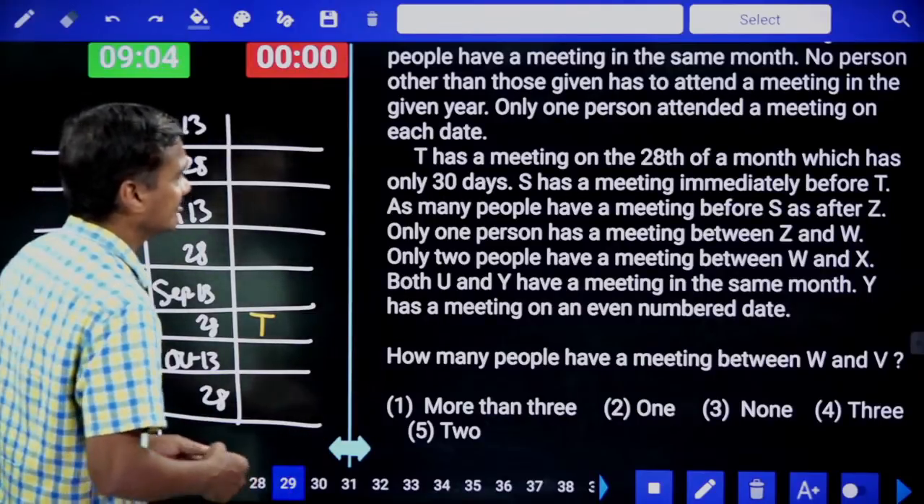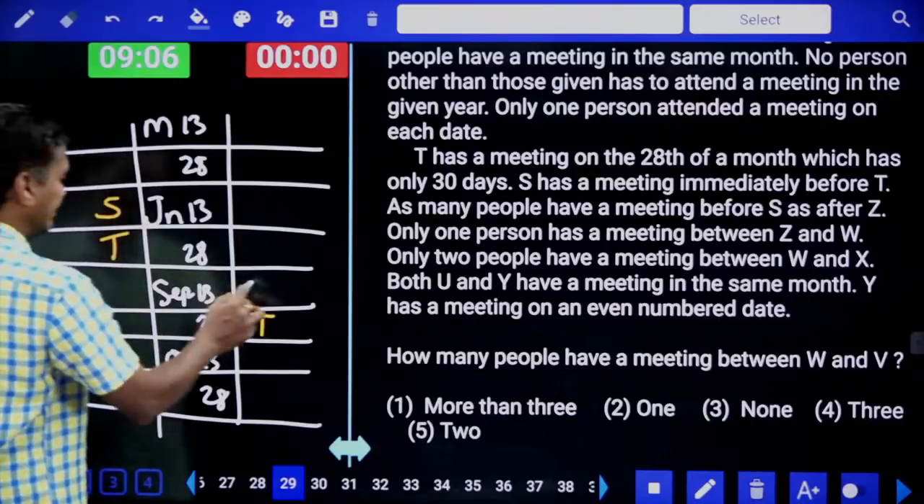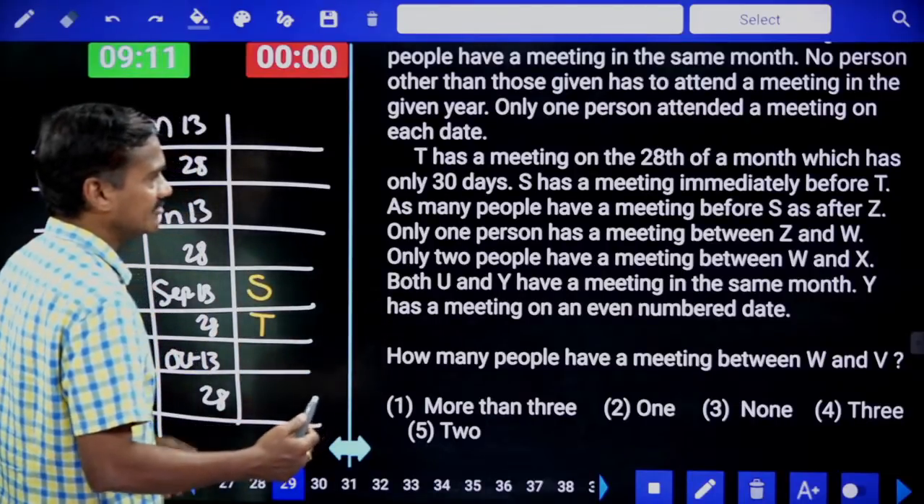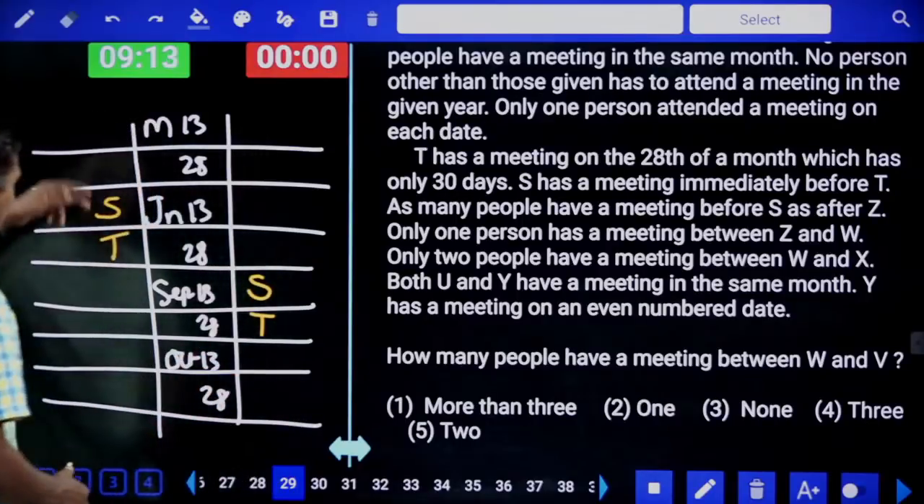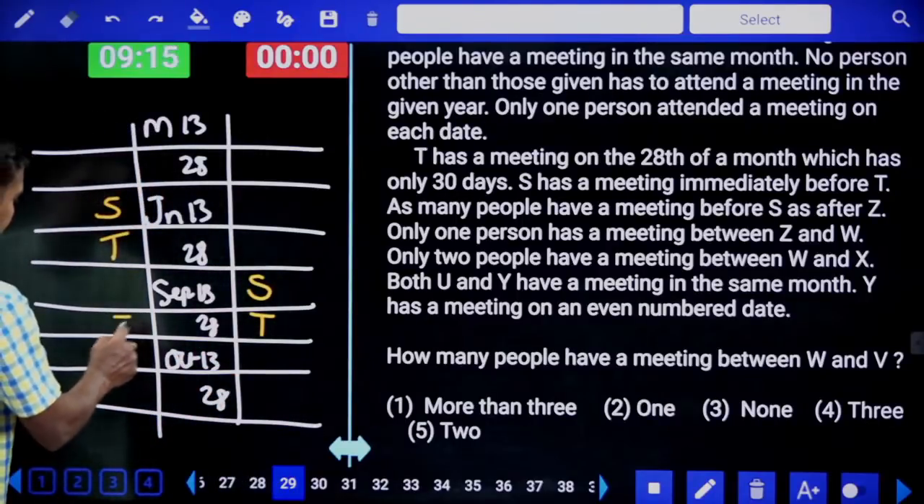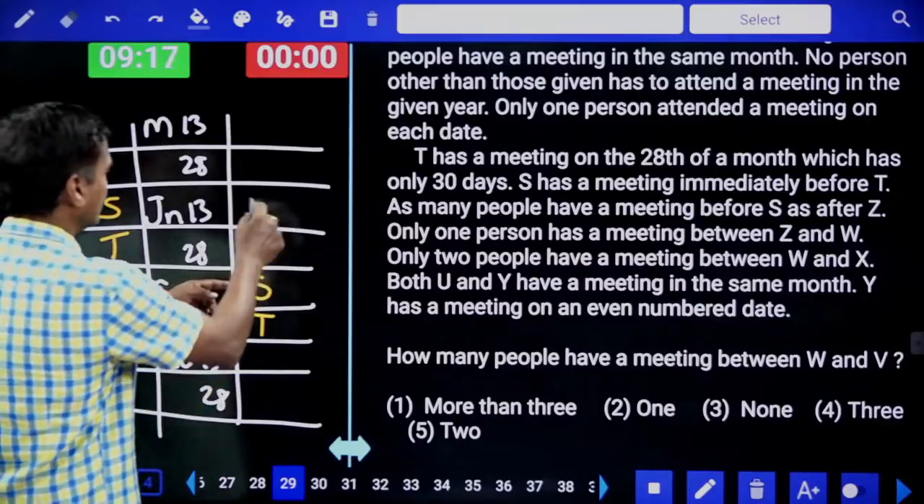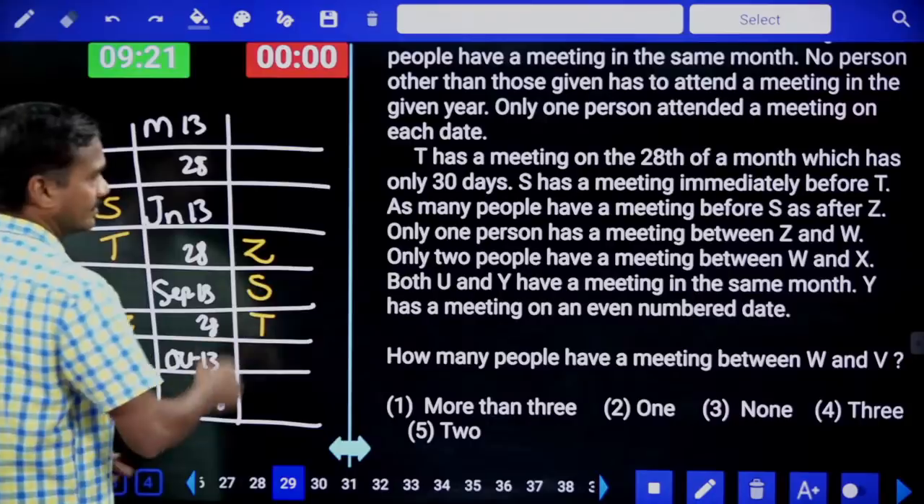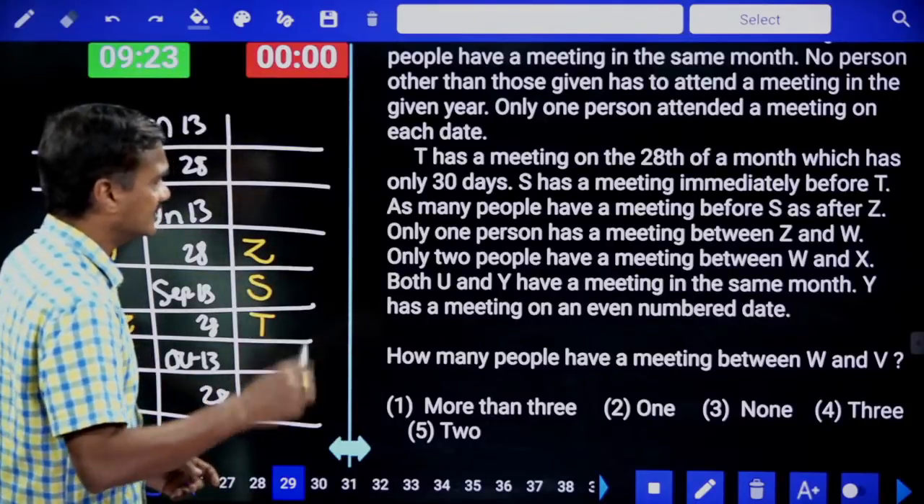S has a meeting immediately before T. S is immediately before T. As many people have a meeting before S as after Z. Before S there are 2. After Z there must be 2. Now before S 1, 2, 3, 4. After Z there must be 4. 1, 2, 3, 4.